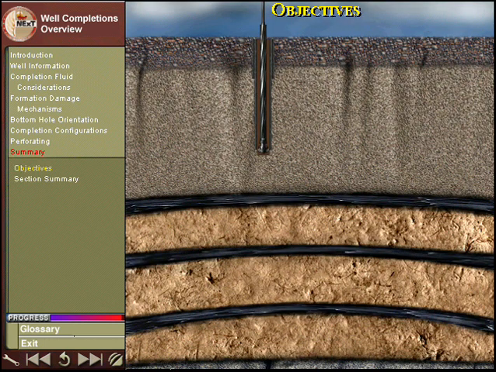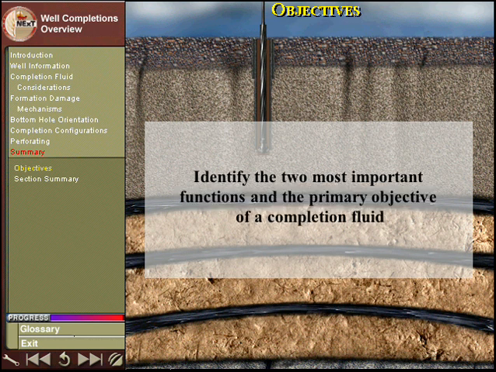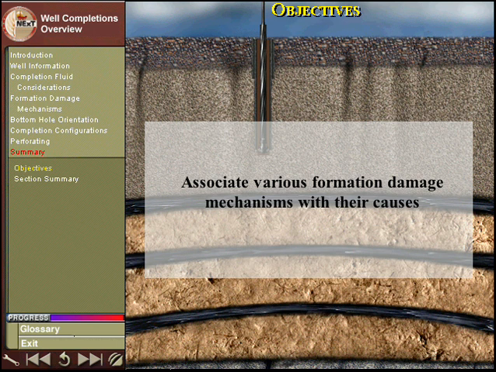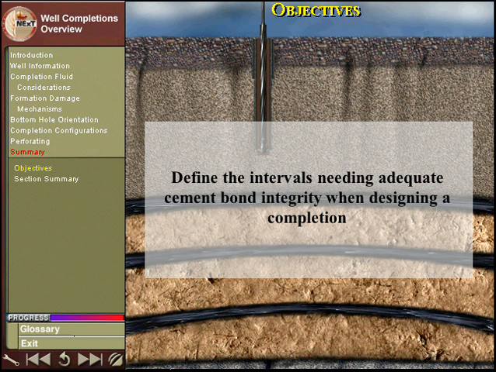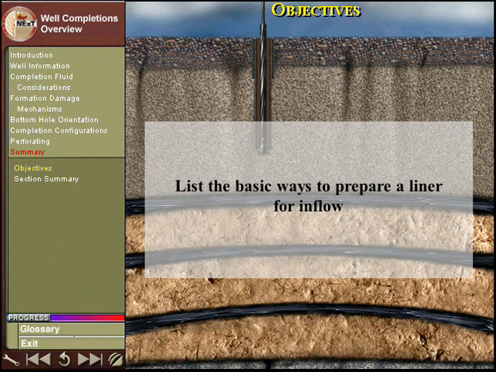Now that you have completed the well completion overview module, you should be able to meet the following objectives. Identify the sources of pertinent well data related to completion design. Identify the two most important functions and the primary objective of a completion fluid. Associate various formation damage mechanisms with their causes. Define the intervals needing adequate cement bond integrity when designing a completion. Recognize when remedial measures are necessary to rectify an inadequate cement bond. List the basic ways to prepare a liner for inflow.